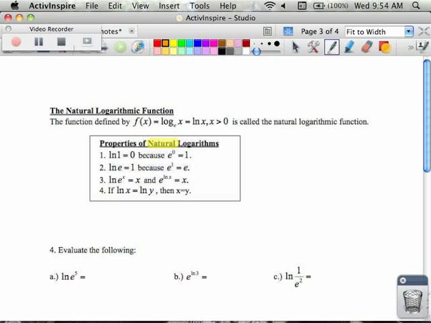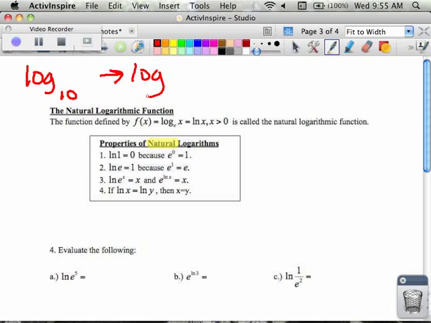So we have two bases that we work with all the time. They are the only two bases that your calculator can do. So you can work with log base 10, and we always write it as just log.